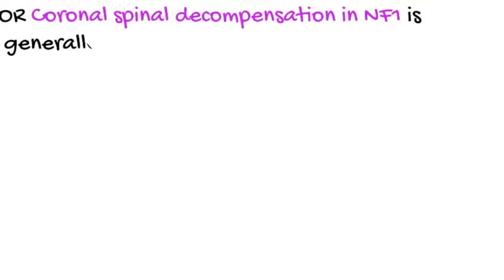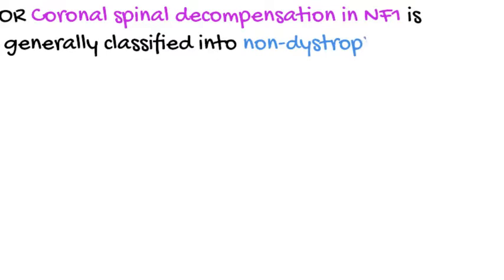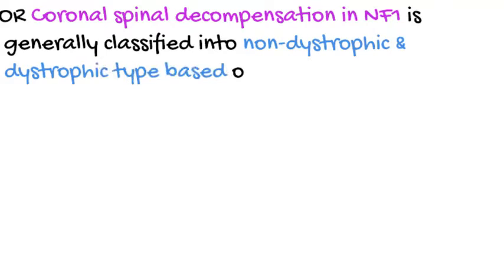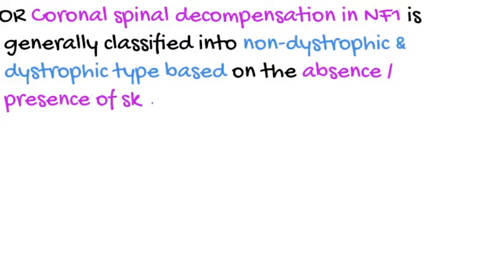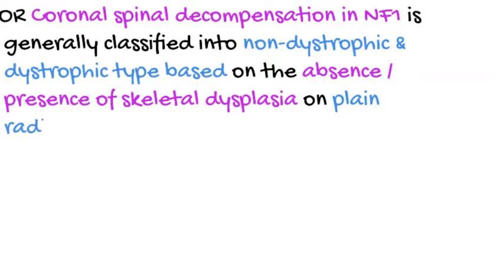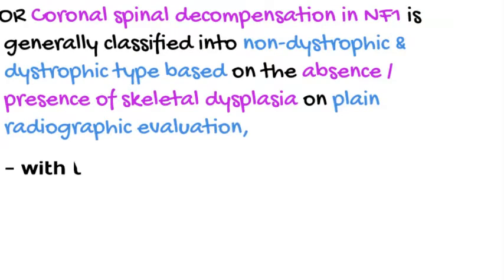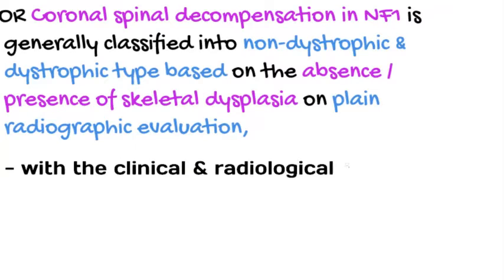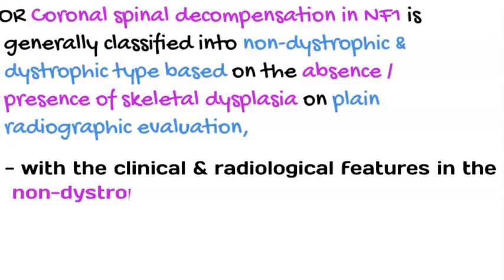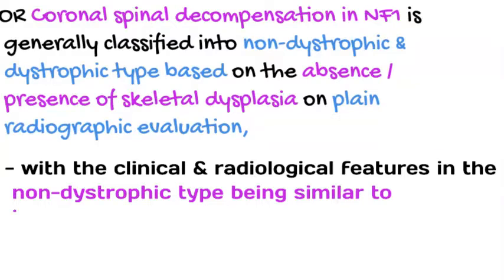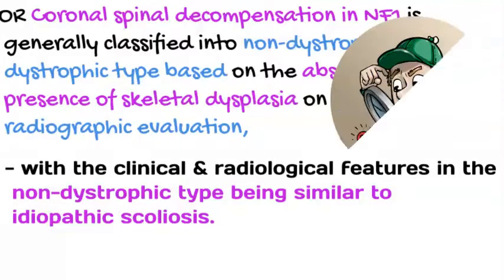Coronal spinal decompensation in NF1, neurofibromatosis type 1, is generally classified into non-dystrophic and dystrophic type based on the absence or presence of skeletal dysplasia on plain radiographic evaluation, with the clinical and radiological features in the non-dystrophic type being similar to idiopathic scoliosis.